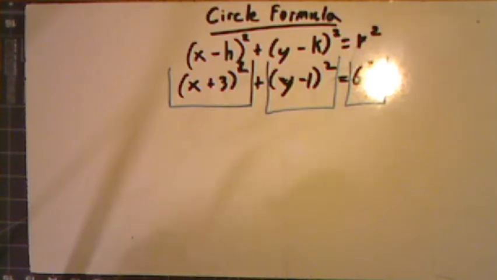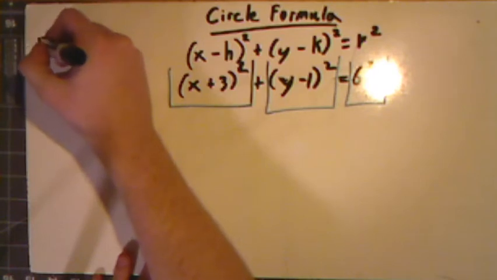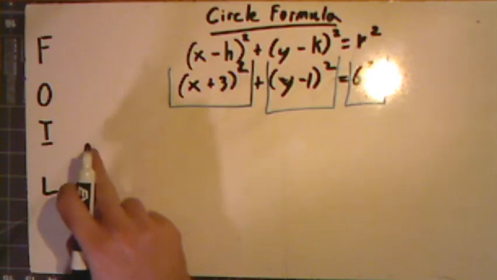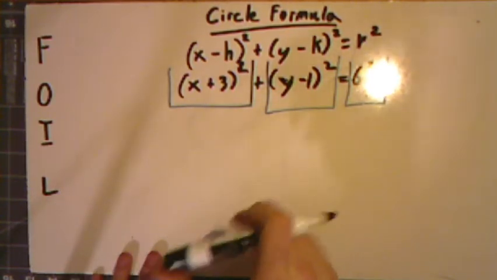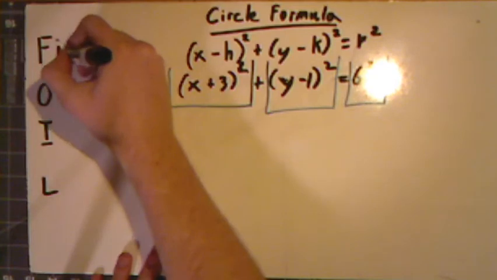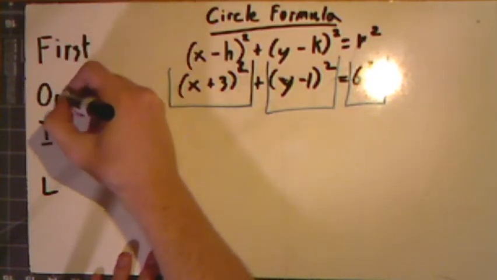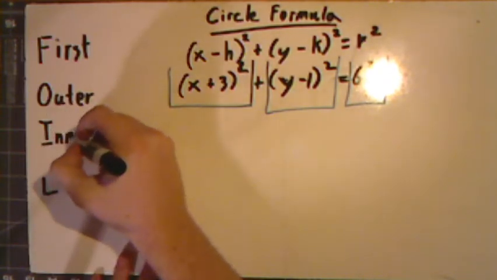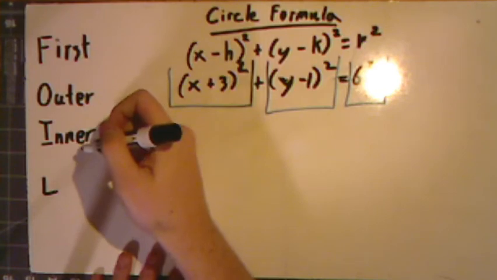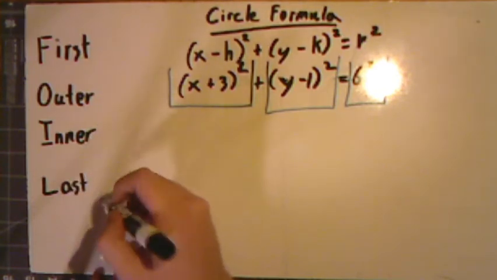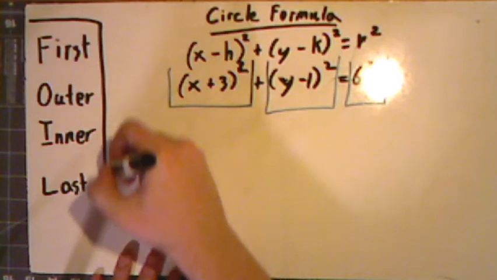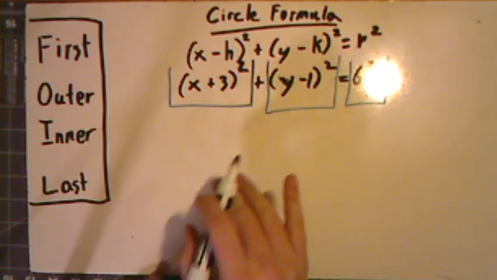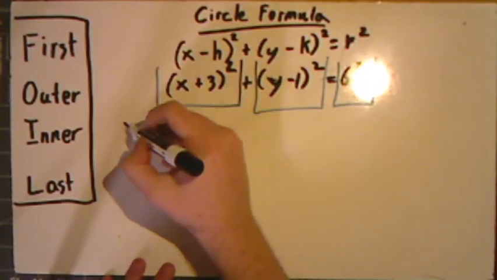So now also I'm going to have over on the left a reference for the FOIL method, because we are only really going to be using the FOIL method as we expand this out. F standing for the first term, outer standing for the outside terms, inner standing for the inside terms, and last. Now this is when multiplying two binomials together. So let's take a look at that x plus 3 squared first.